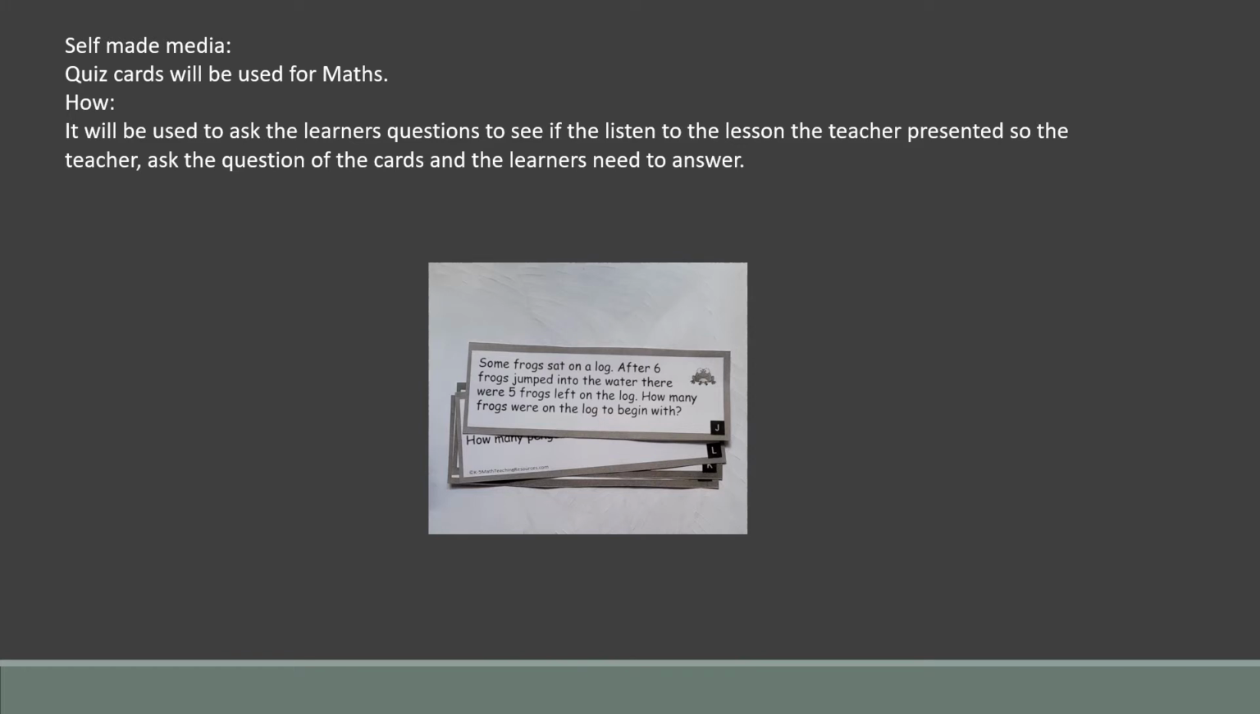The self-made media I made was quiz cards. It would be used to ask questions for the learners to see if they listened to the presentation of the teacher. And this is also a way so that the learners can ask questions if they don't know what's going on.